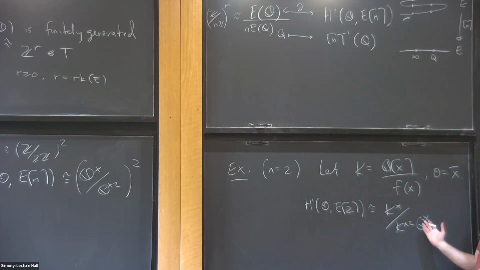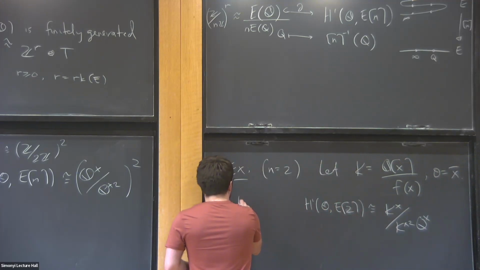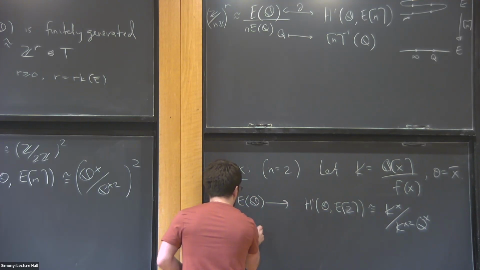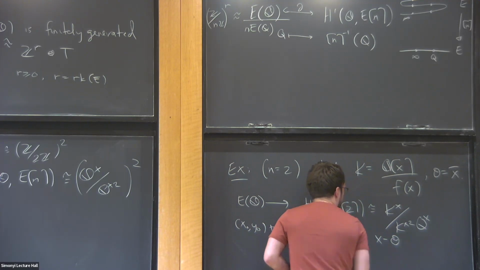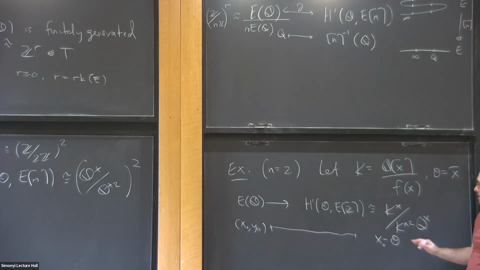This is a concrete thing. We're just looking at square classes in K, and we also kill the ones that are rational. And the map is the Kummer map. It just sends (x0, y0) to x0 minus theta. Cassels called this the x minus T map.